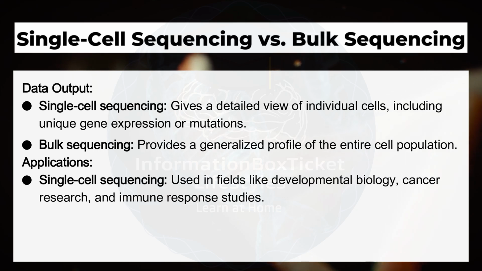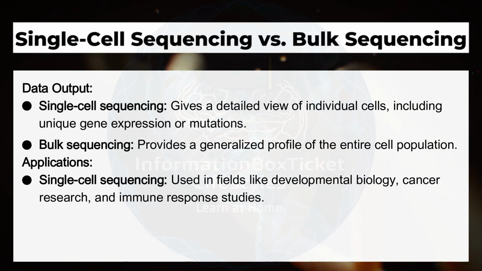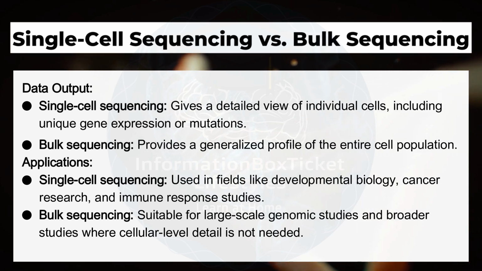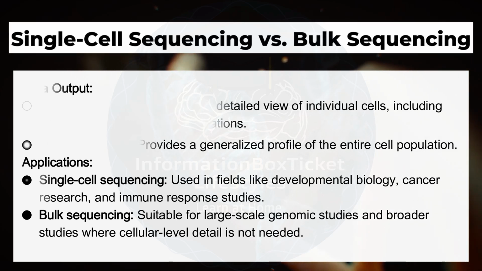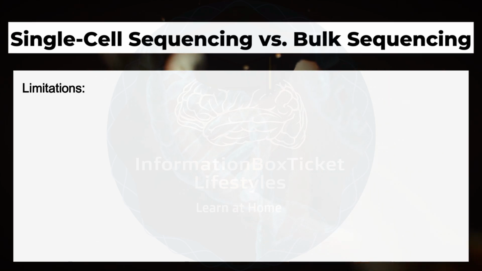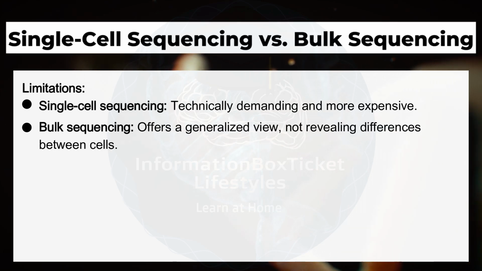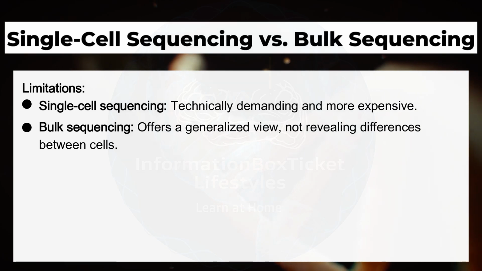Applications. Single-cell sequencing is used in fields like developmental biology, cancer research, and immune response studies. Bulk sequencing is suitable for large-scale genomic studies and broader studies where cellular-level detail is not needed. Limitations. Single-cell sequencing is technically demanding and more expensive. Bulk sequencing offers a generalized view, not revealing differences between cells.